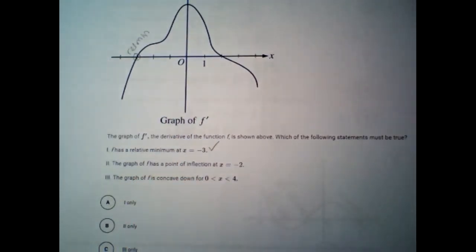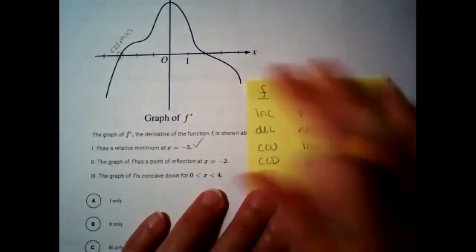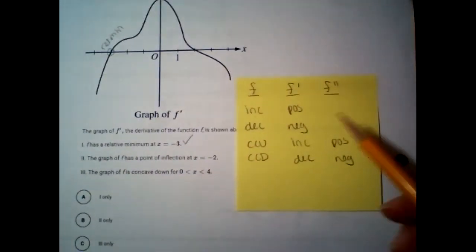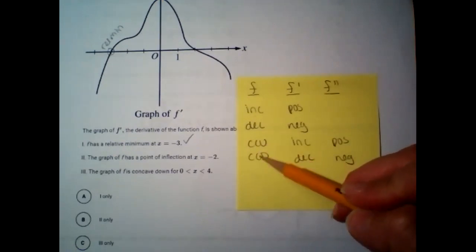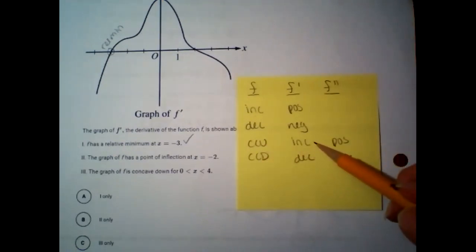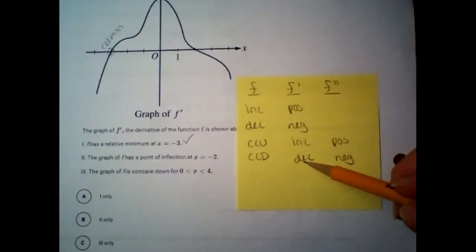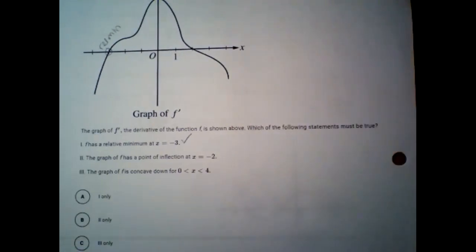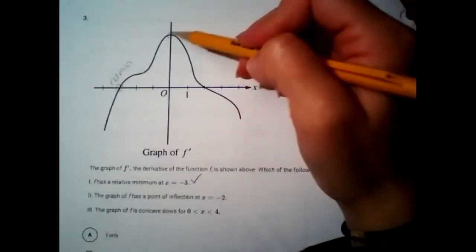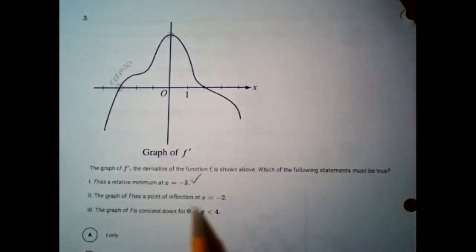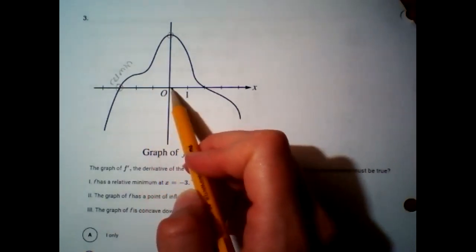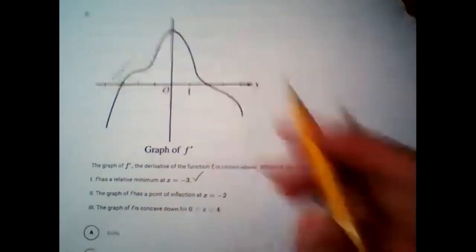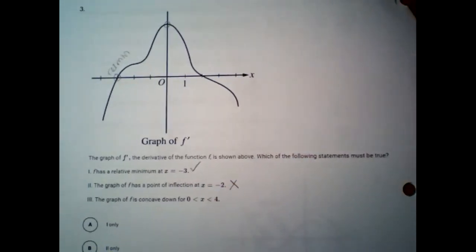Point of inflection. Let me get out my little cheat sheet. I put this on a sticky note so I could pull this out whenever we need it. Point of inflection is where f changes from concave up to concave down or vice versa. Now, this is the graph that we're looking at, f prime. So that would be where this graph changes from increasing to decreasing or vice versa. Which happens right there. So point of inflection at -2, well, no, the point of inflection would be at 0. So that one is false.